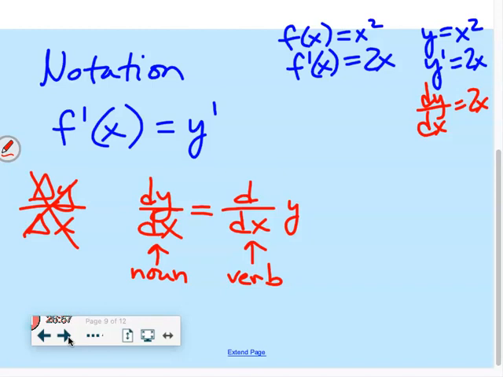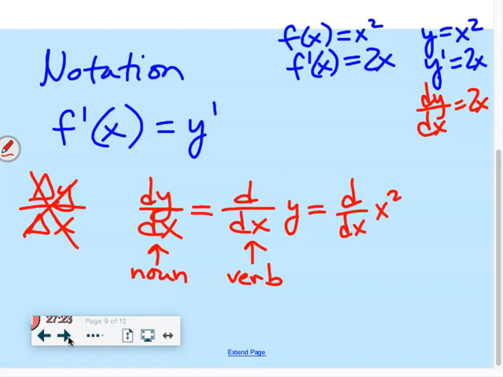So this kind of means find the derivative of, and then this is what you're finding the derivative of. So when you see d dx and something sitting next to it, again, that just means derivative. Now, the nice thing about this is the y doesn't have to be a y. You can actually put the actual function right there.